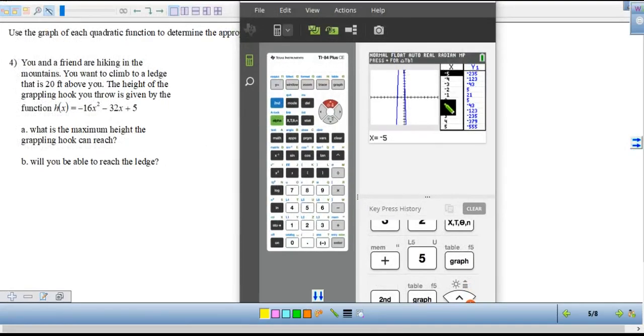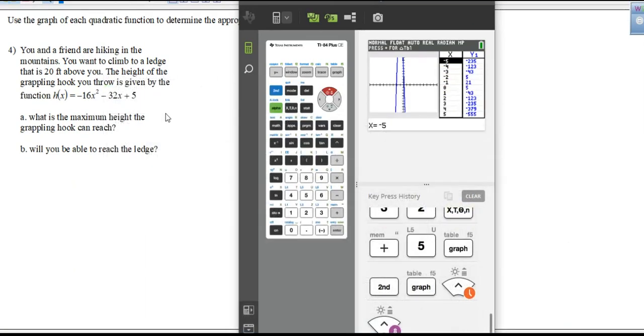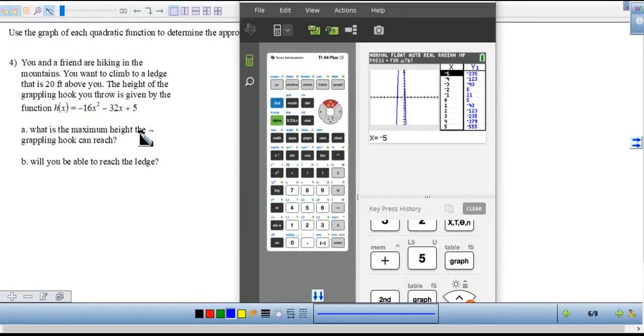You should notice that there are pairs on each side of the vertex, 5 and 5, 43, 43, -123, -123. So we've got these pairs over and over. The only thing in the dead center that does not have a pair is the vertex, -1, 21. Now remember, we're only looking for the y value of the vertex, 21. So in this case, the maximum height that our grappling hook can reach is 21 feet. Will we be able to reach the ledge? Yes.